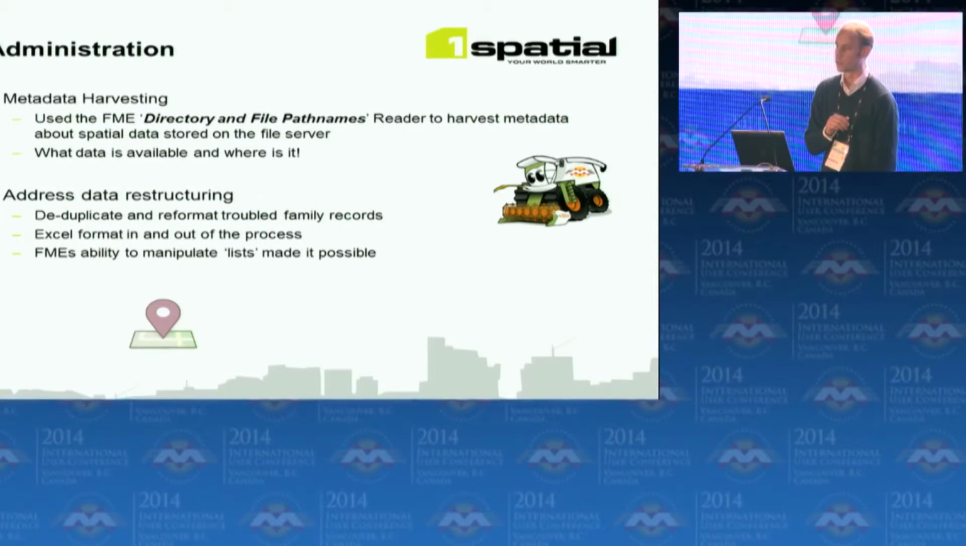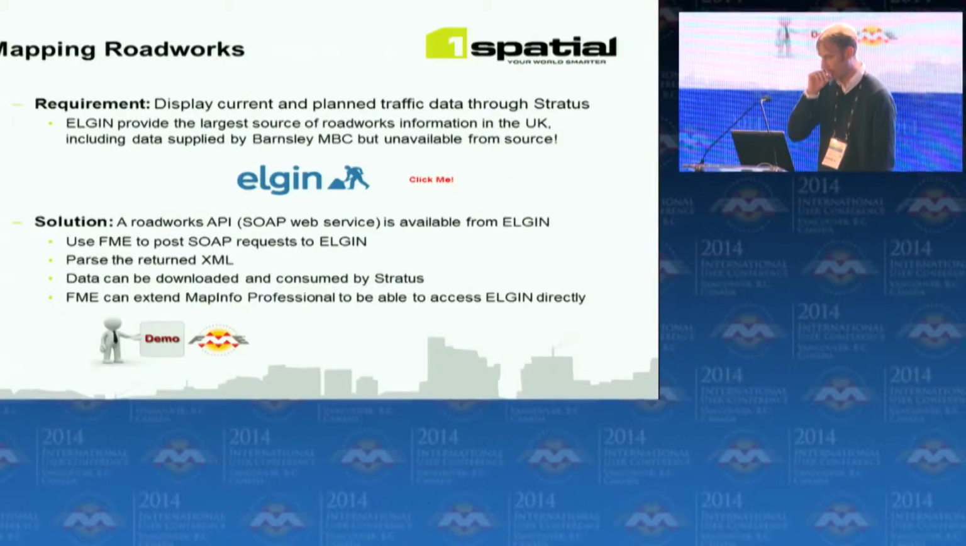They neatly used the directory and file path reader, which I'll definitely heartily suggest you have a look at. Directory and file path names reader allowed them to scrape their network server to find all of the duplicate files that they had on their network to make sure that certain individuals weren't using the wrong data. They did a lot of address restructuring in spreadsheets to handle troubled family data in the local authority area.